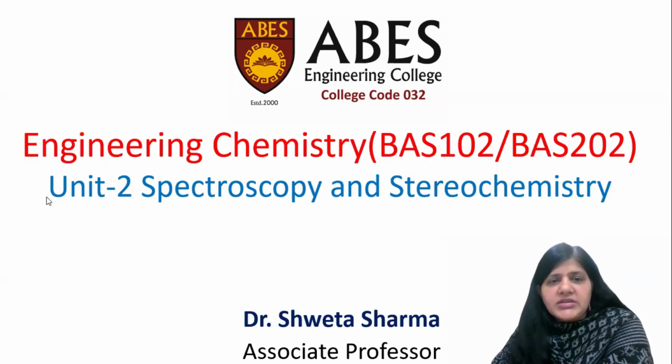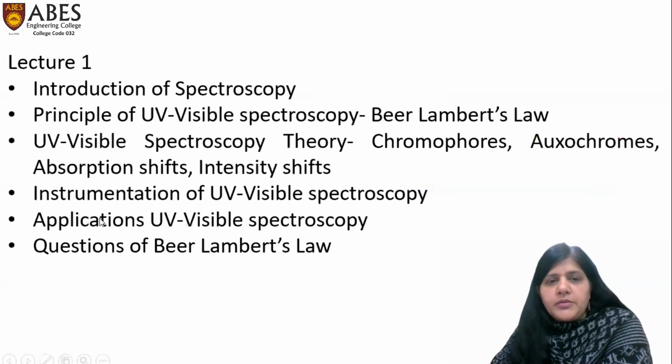In this lecture, I'll discuss the various contents which I will cover in the upcoming lectures of Unit 2, Spectroscopy and Stereochemistry. In Lecture 1, there will be a discussion of the introduction of spectroscopy, that is the study of spectrum. Following this, there will be the UV visible spectroscopy principle. UV visible spectroscopy is based on the principle of Beer-Lambert's law.